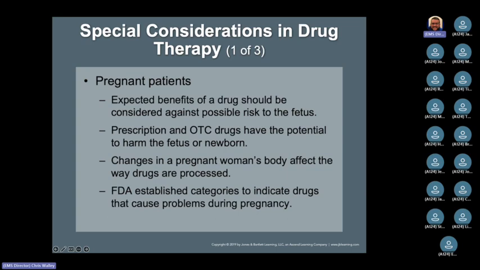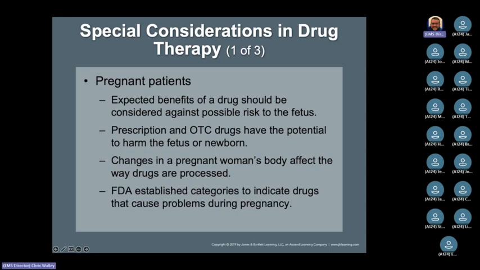Now, the FDA has established a scale of categories A, B, C, D, and X to indicate drugs that have documented problems in animals and/or humans during a pregnancy. So hopefully this particular patient is seeing an OB and taking her prenatal vitamin, because if they go to another doctor and never admit that they have any type of pregnancy, they could receive a medication that can affect it. So we have to be careful there.